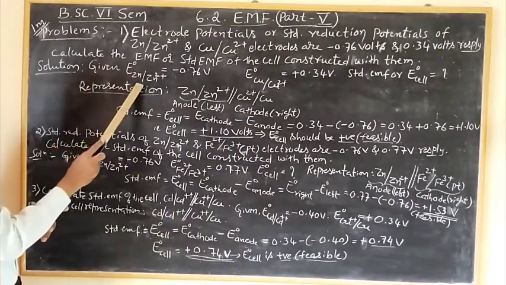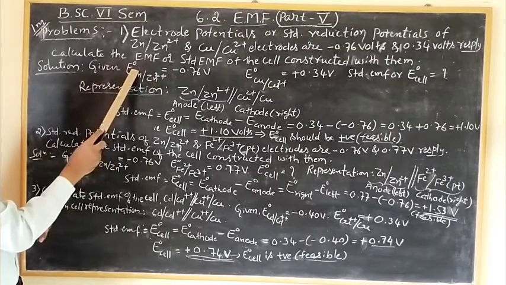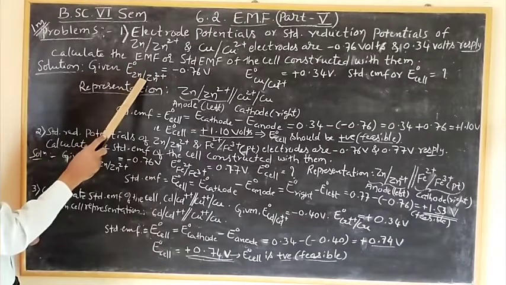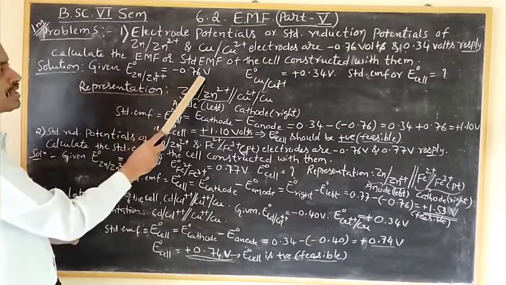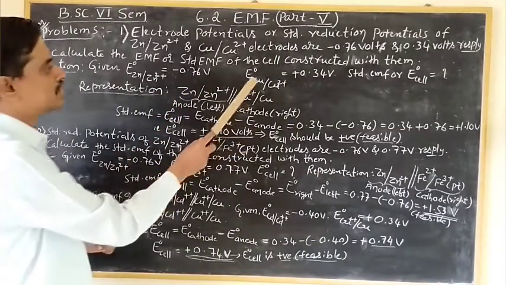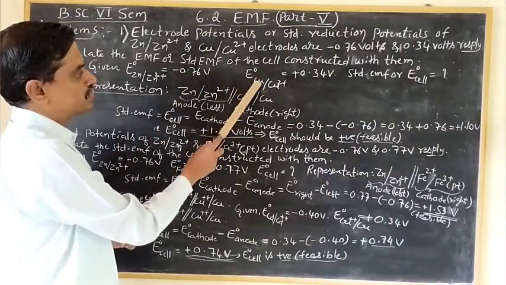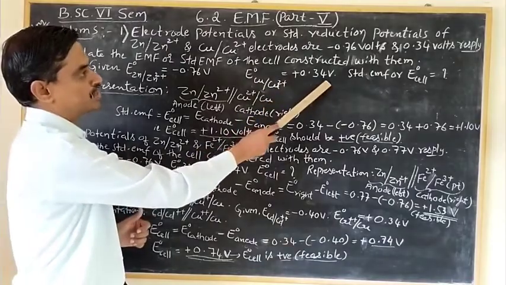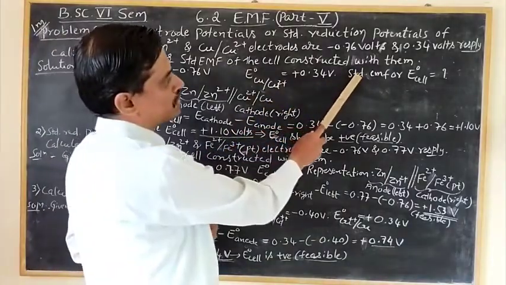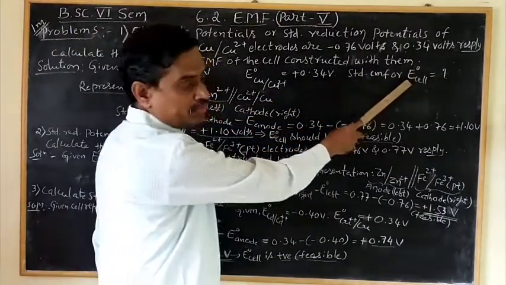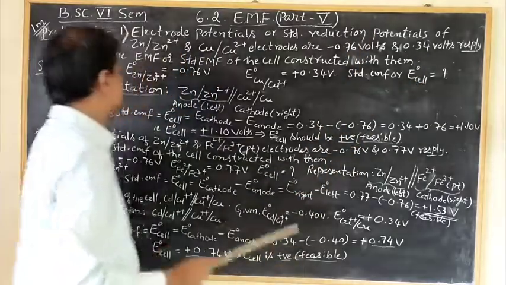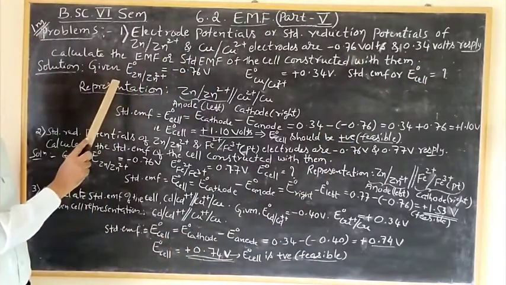Given E0 Zn bar Zn2 plus, the standard reduction potential for zinc, is minus 0.76 volts. Another given value, for copper, E0 Cu bar Cu2 plus, is plus 0.34 volts. You have to calculate the standard EMF, another symbol for this is E0 cell. Try to write the representation of this cell.